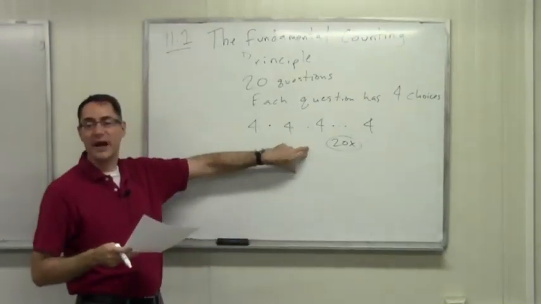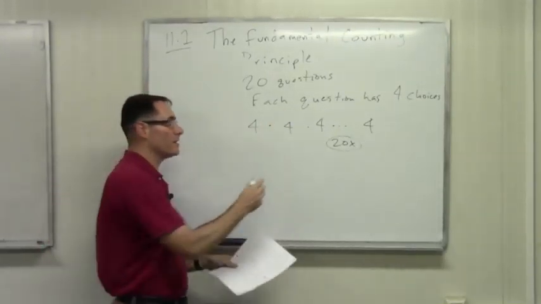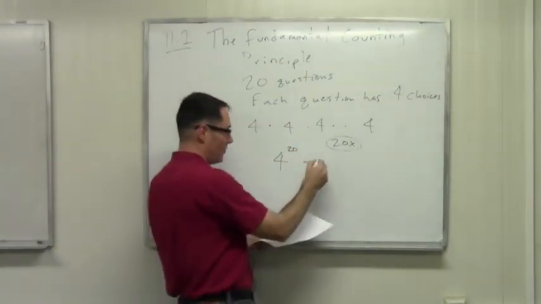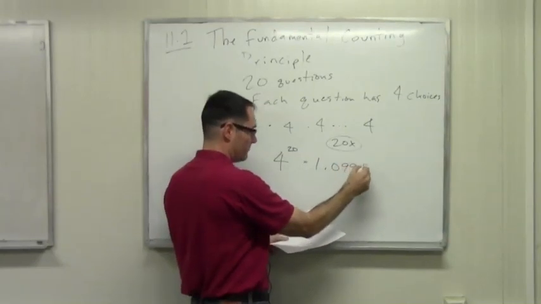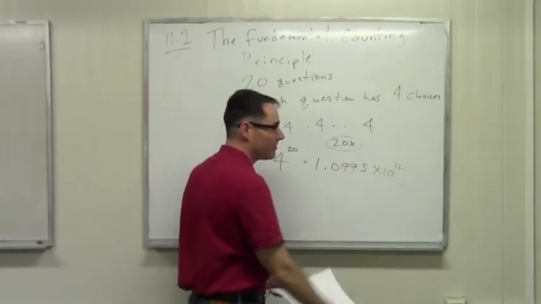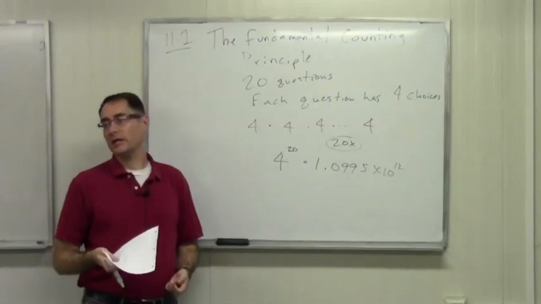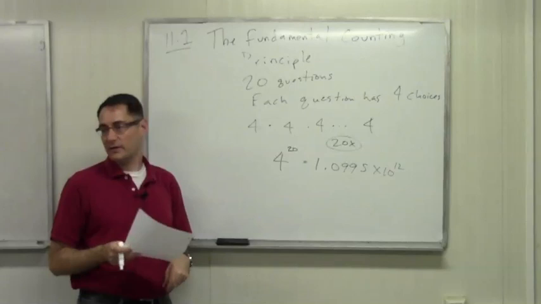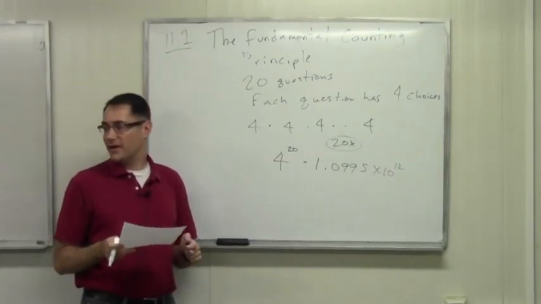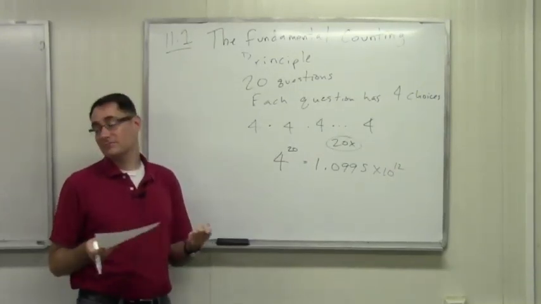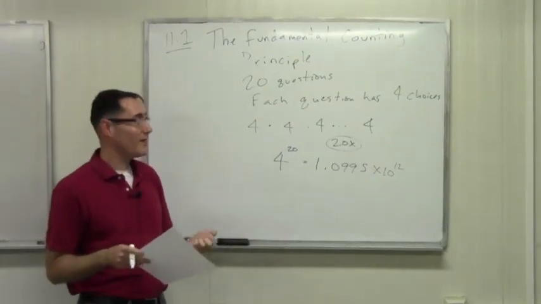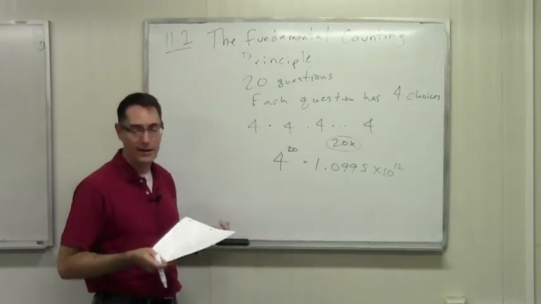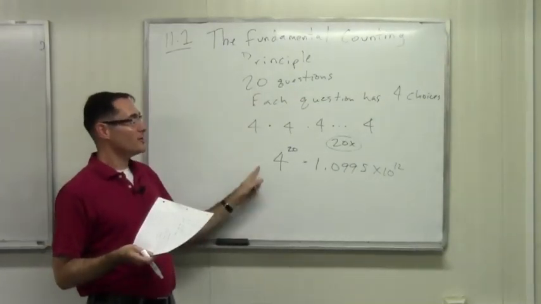So in this case, it's not 4 times 20, but it's 4 raised to the 20th, which is actually 1.0995 times 10 to the 12th. 10 to the 12th is a trillion, right? So there's a trillion different ways you can answer all the questions on the quiz. That's not saying that you've got a one trillionth chance of getting them all right. I mean, that would be bad.